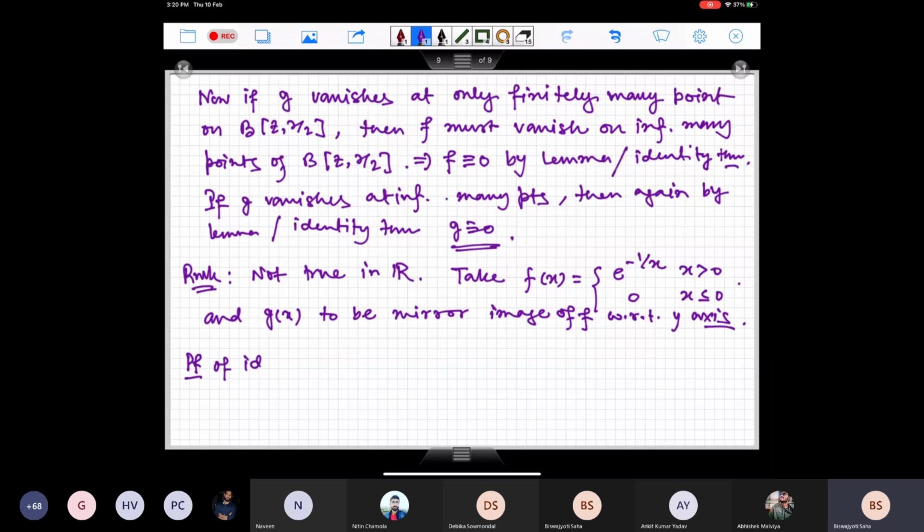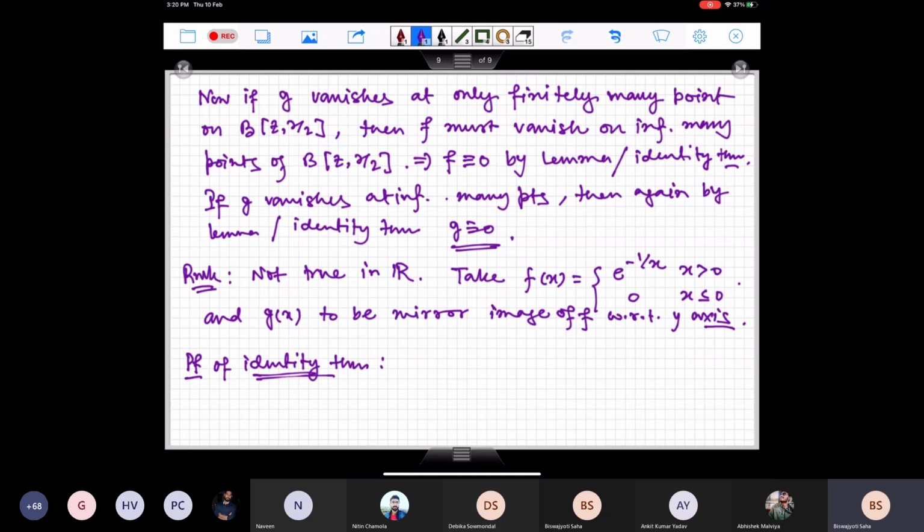So, proof of the identity theorem. Okay, so what do I have to prove? I have to prove that if I have a domain and a holomorphic function, and suppose I have a sequence of distinct complex numbers where the function is vanishing, converging to a point that belongs to the domain, then the function must be identically equal to 0.